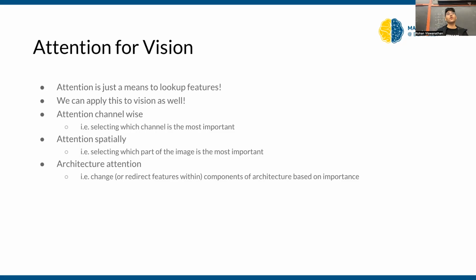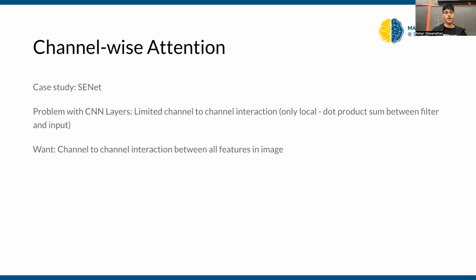Something that we've talked about before are squeeze and excite networks when we talked about advanced architectures about 2 weeks ago now, 2.5 weeks maybe, where we can give attention channel-wise in an image and select which channel is more important. We can also give attention spatially, which part of the image is most important, and redirect these features based on the importance.